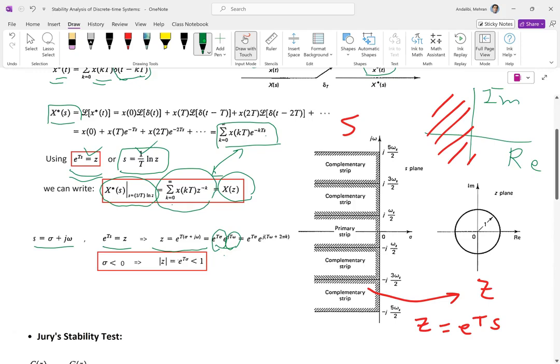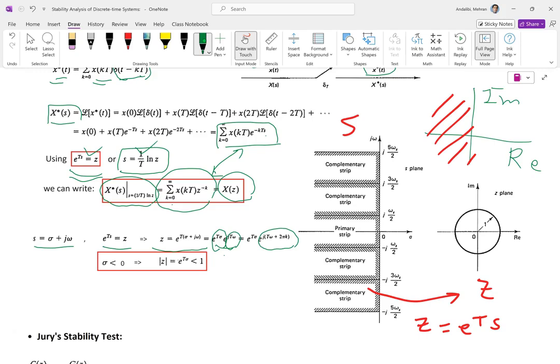Clearly, this complex exponential e to the j T omega is a periodic function, so whether it's e to the j T omega or e to the j times T omega plus 2 pi k, the answer is going to be the same. Based on the Euler formula, e to the j T omega is cosine T omega plus j sine T omega, and cosine and sine are periodic with 2 pi or any multiple of 2 pi. So it doesn't matter whether you plugged in sigma plus j omega for s, or sigma plus j times omega plus 2 pi k.